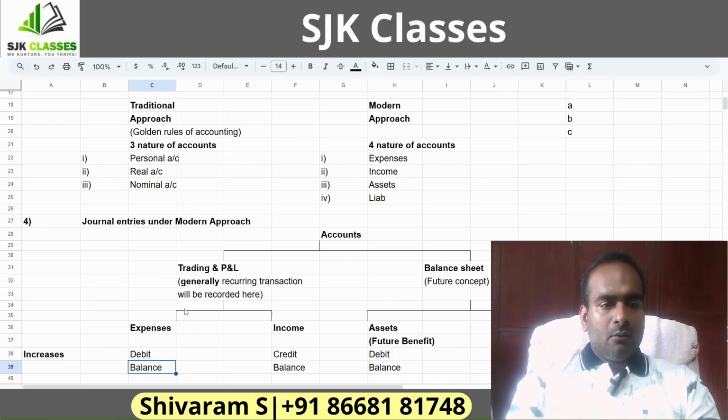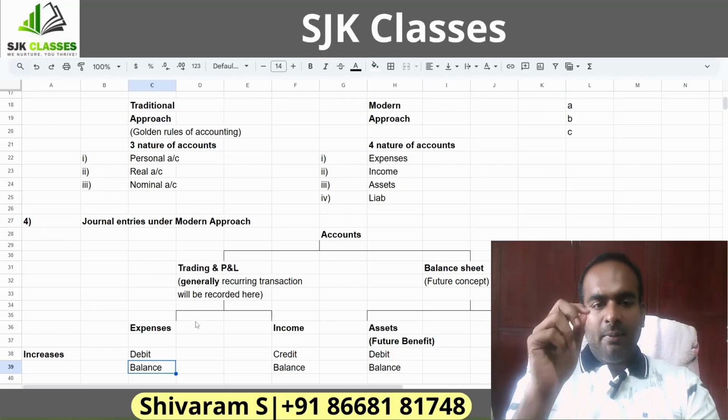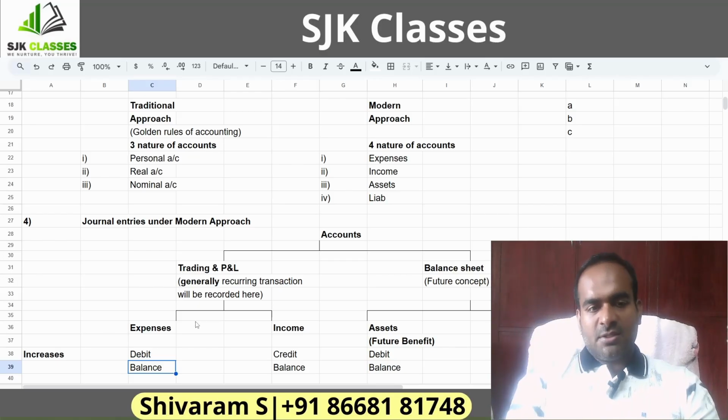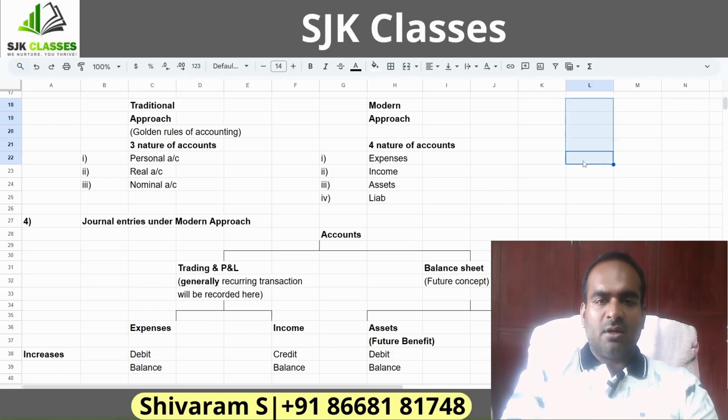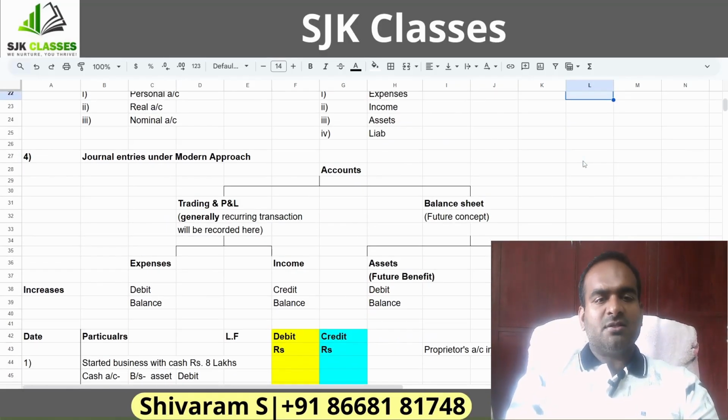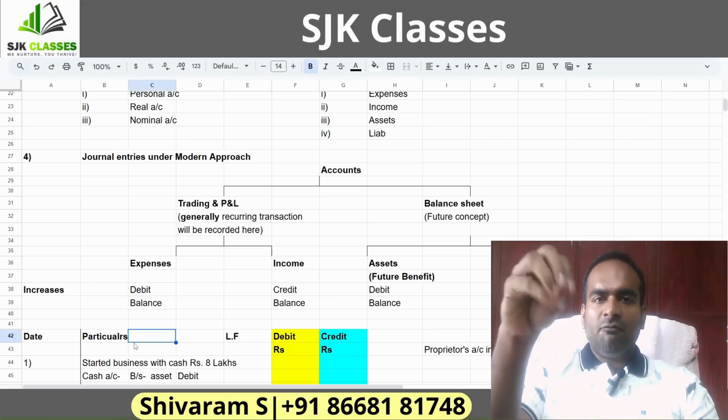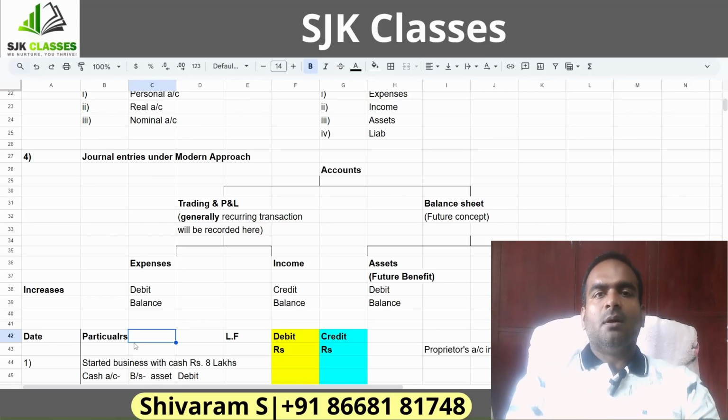So now let's look into how this debit and credit will work in accountancy. So this is used for passing journal entries. Now how does debit and credit work? Let's see right now. Let's take the first transaction. Generally when we start a business, the very first event will be infusion of money into the business by the proprietor. So the transaction is: started business with cash.